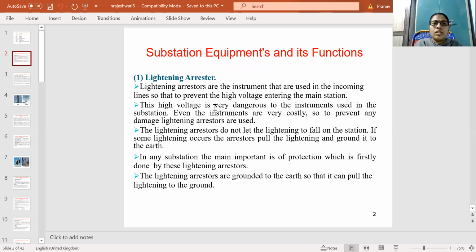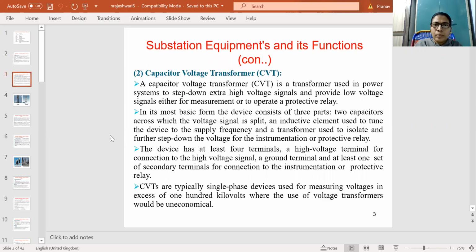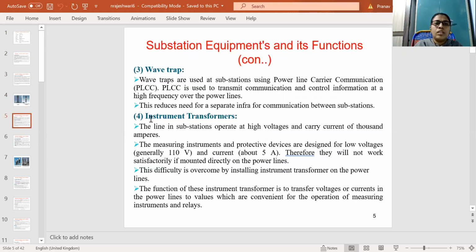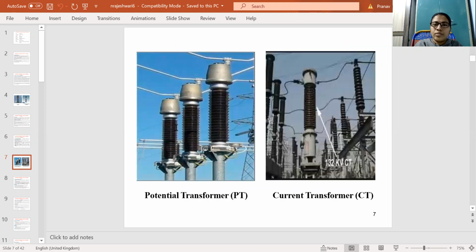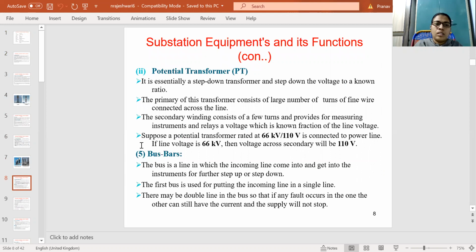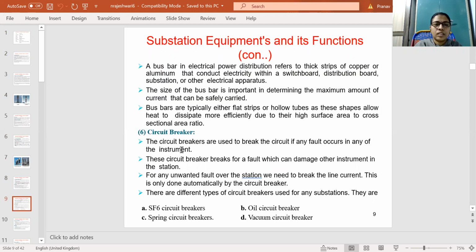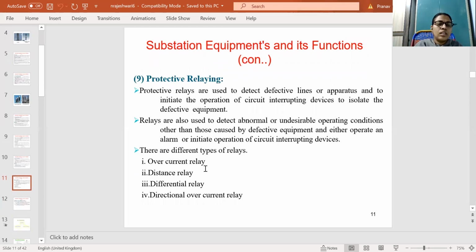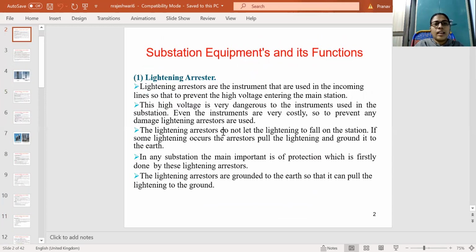First of all, the equipment used in substations are lightning arresters, circuit breakers, fuses, capacitor voltage transformers, instrument transformers, wave trap, current transformers and voltage transformers, bus bars, power transformers, isolators, and protective relays. These are some of the equipment used in the substation. In that, the first one is the lightning arresters.